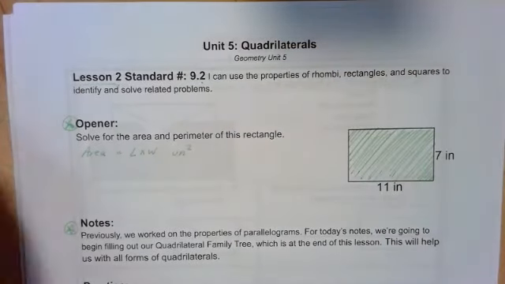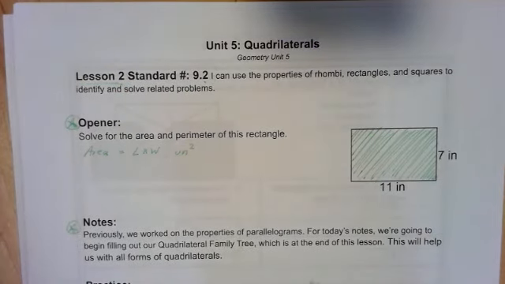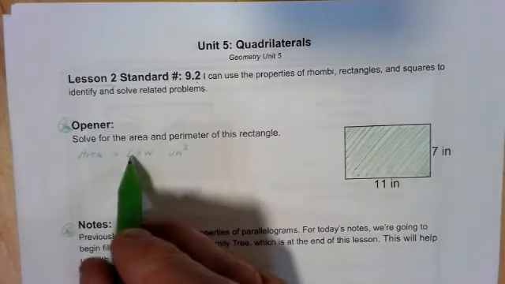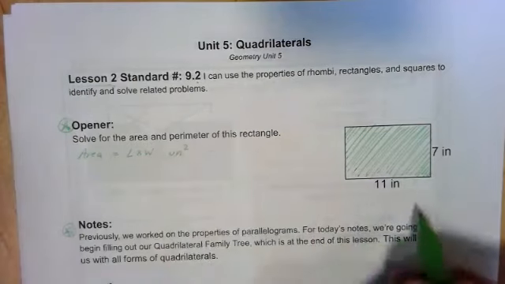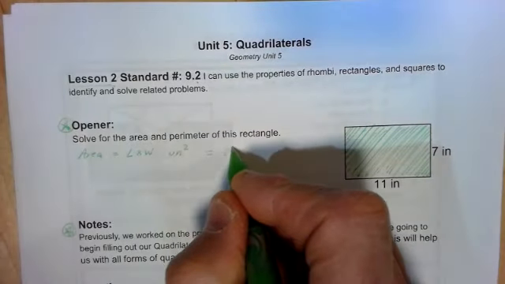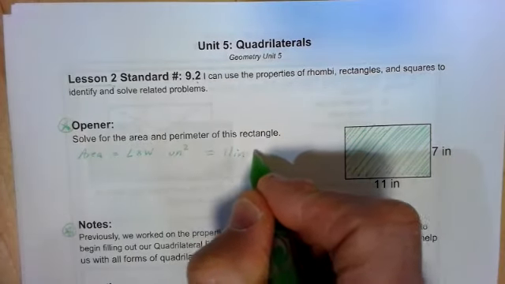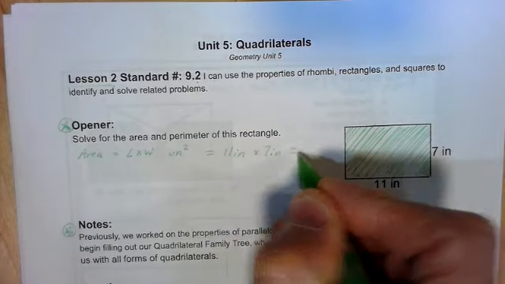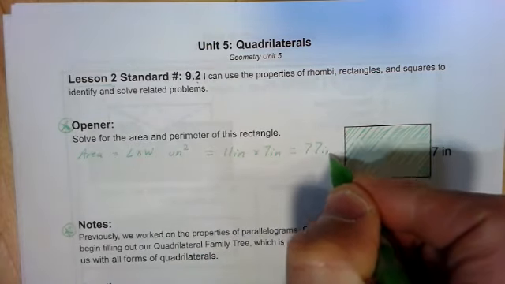And then the perimeter, well, let's go ahead and solve for the area first. The area is equal to length times width. So in this case, it's just equal to 11 inches times 7 inches, which equals 77 inches squared.